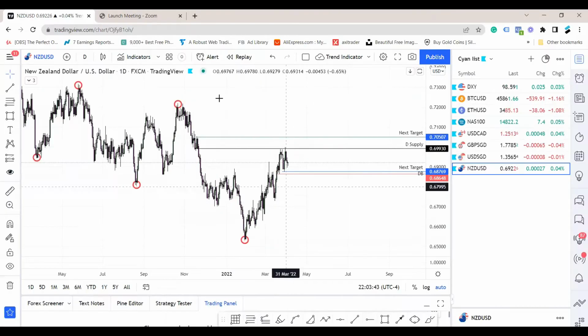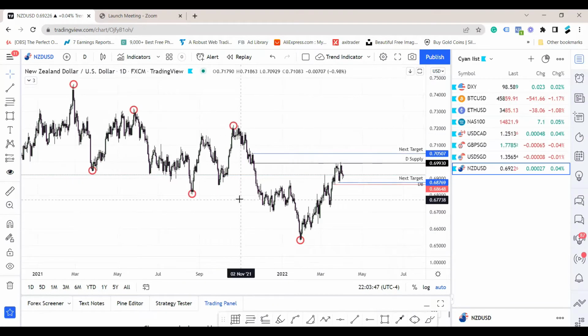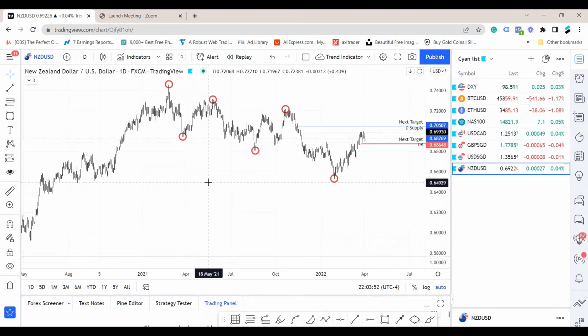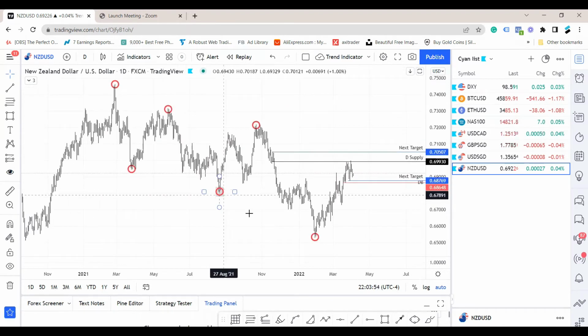All right. Now, one currency that I want to make an analysis on is this New Zealand dollar. We can see that on the higher time frame daily, it is bearish, right? We can see that we have a lower high, lower low, lower high, lower low. And now we are working on this range, from this high to this low.